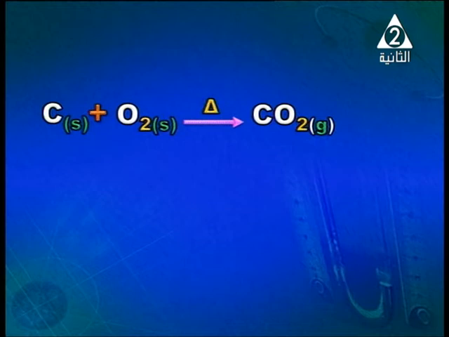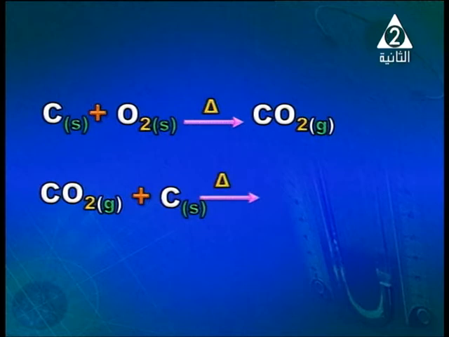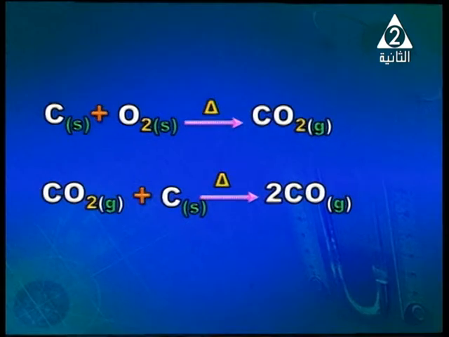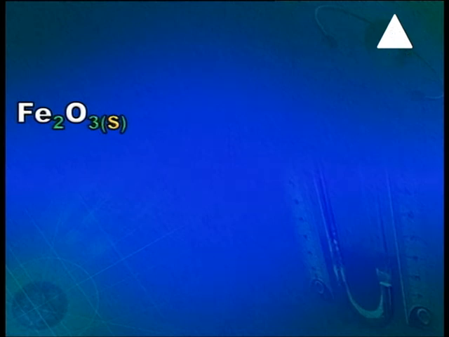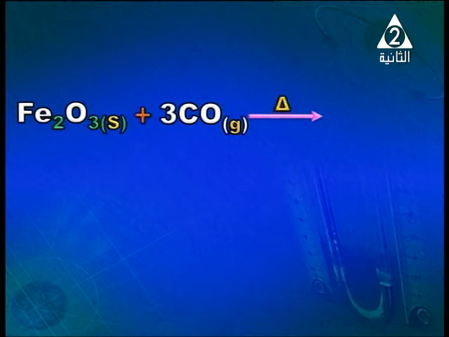This is done as in the following equations. Carbon, which is coke, reacts with oxygen in presence of heat to produce carbon dioxide gas. Then carbon dioxide gas reacts with more coke to produce carbon monoxide gas. This is our reducing agent in the blast furnace. So hematite Fe2O3 is reduced with 3 carbon monoxide gas to produce 2 iron and 3 carbon dioxide.